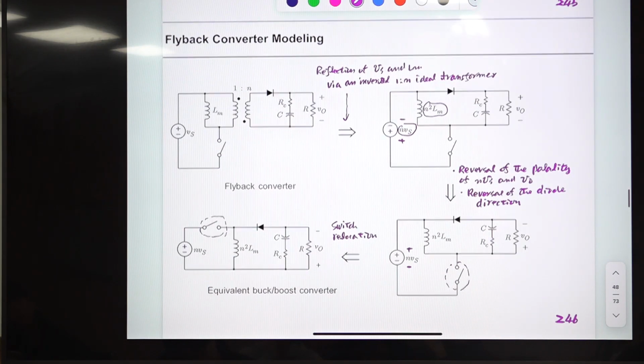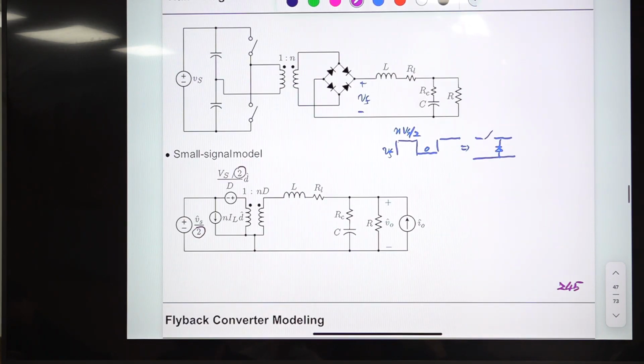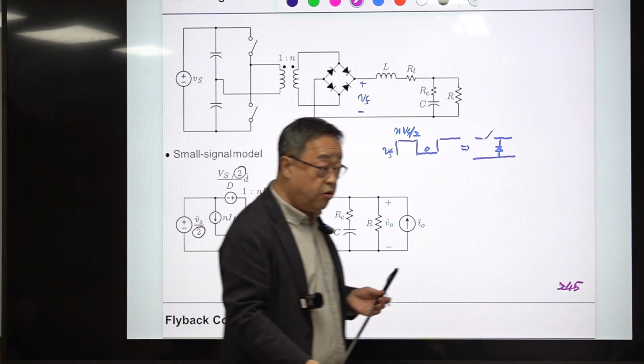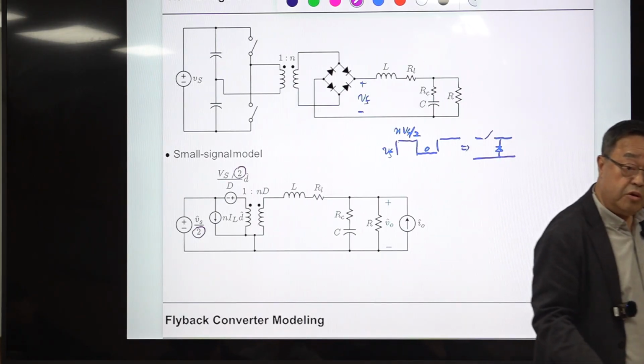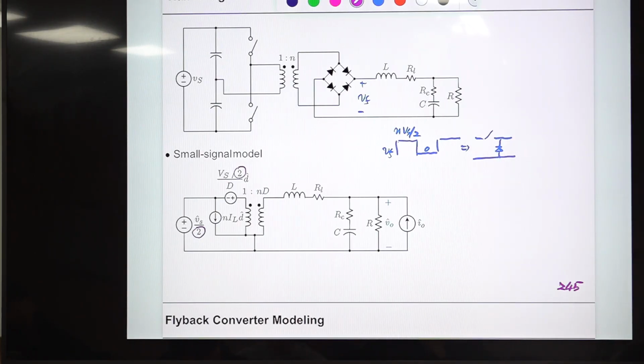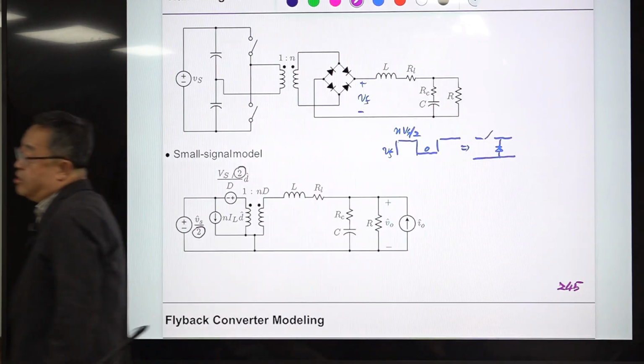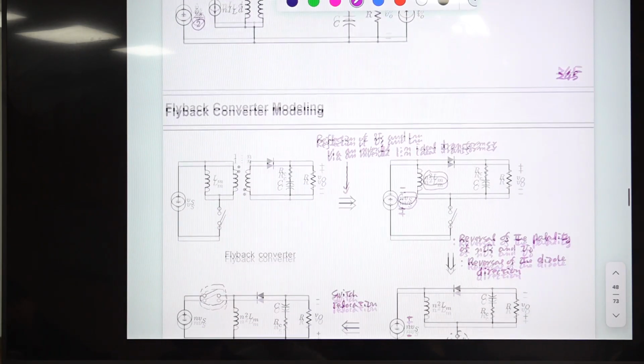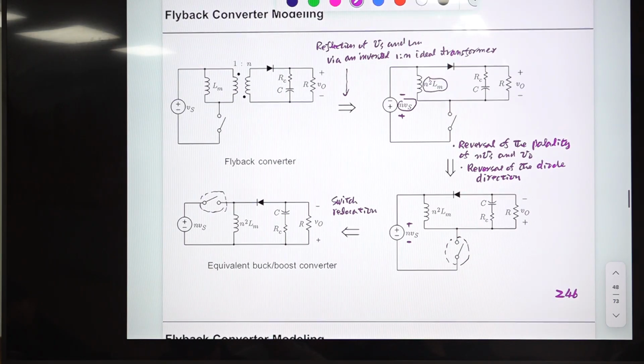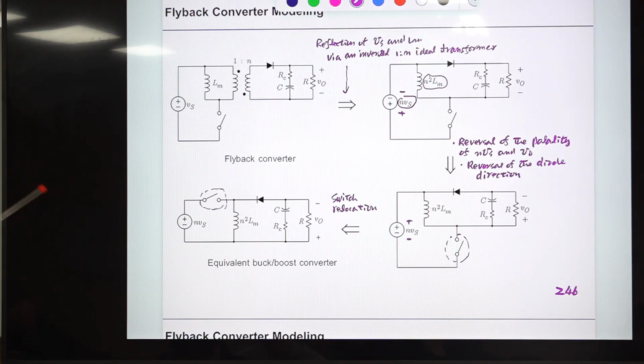This is a final example, and this can be applied to all isolated converters derived from the boost converter and the buck boost converter. So now you have a small signal model of all the PWM converters. This is an example of the flyback converter. This is the flyback converter. Maybe you know some details about this, but it really doesn't matter.